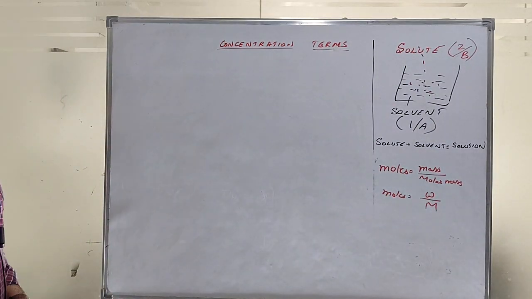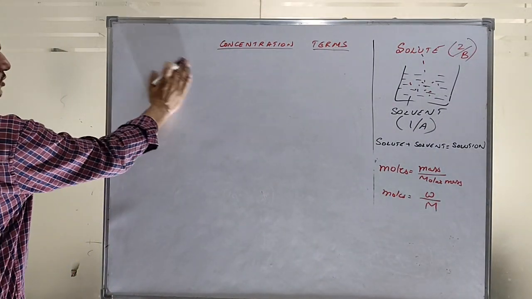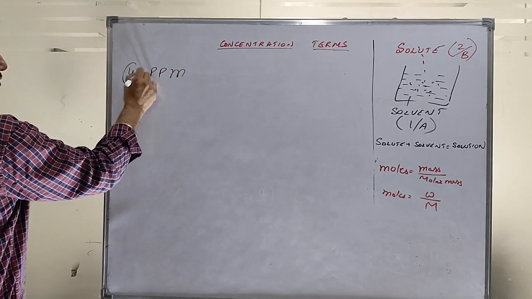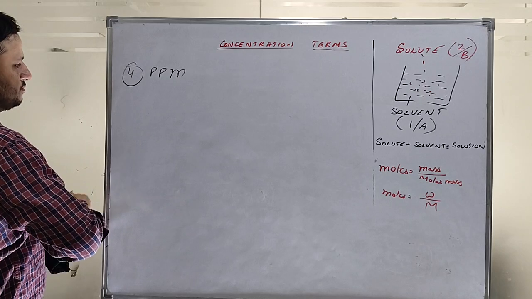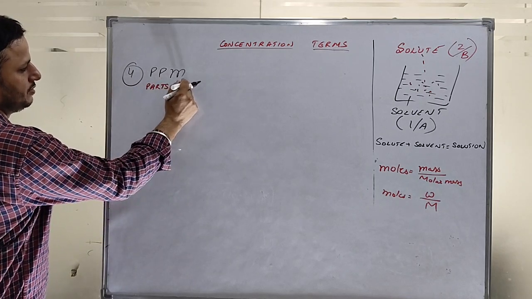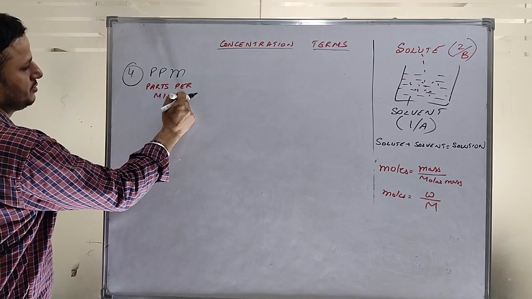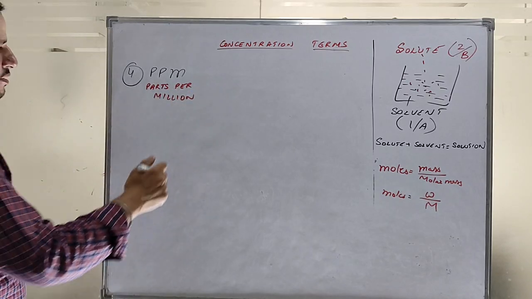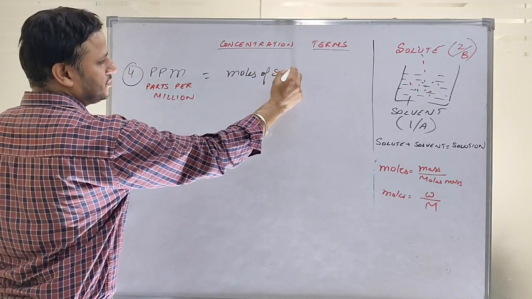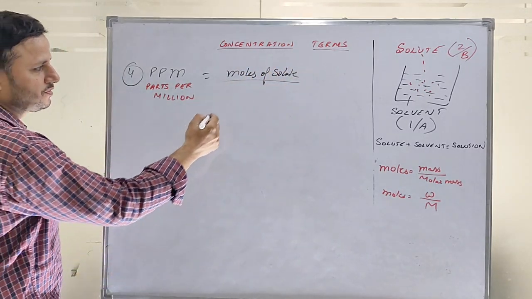And similarly, there are 2 more terms, ppm. ppm is parts per million.